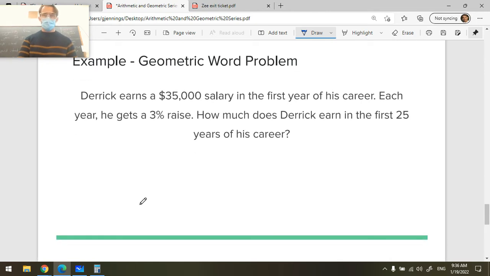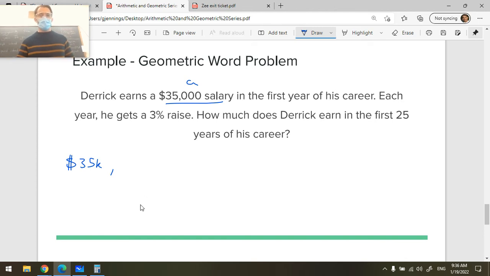So we can have these show up in your life and with money. For example, in this situation, Derek, he's earning a $35,000 salary, but only in the first year of his career. So there's A. A is 35. So I'm going to write out the sequence here. It's going to look like 35K. K means 1,000. That's the first term.